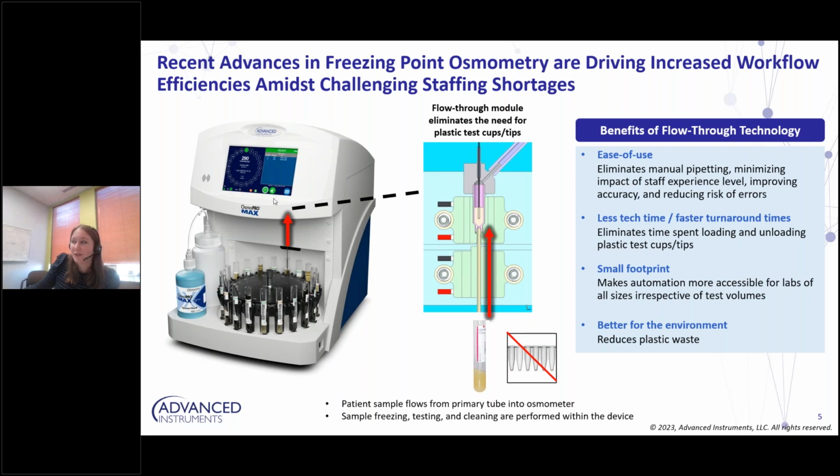Really what that does is it frees up tech time, helps enable faster turnaround times, which is so critical in the context of Dr. McMahon's presentation, where physicians are really relying on these results to make treatment decisions. Another advancement in this technology is the small footprint. Because you've eliminated the plastics in the test cups, that real estate that would be needed with the instrument is gone, and really makes devices more attainable for labs of all sizes, not just high throughput laboratories, because the reality is smaller laboratories are just as challenged with staffing. And so really it's about making automation accessible and attainable for everyone. And then also importantly, thinking about the environment and reducing plastic waste, flow-through freezing point technology helps there.